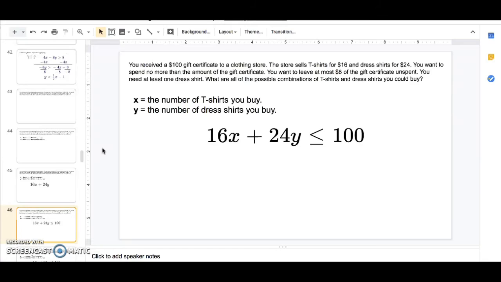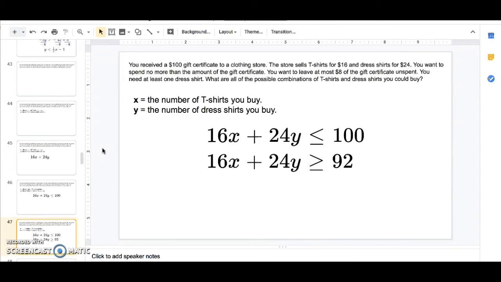The second says we want to leave at most $8 of the gift certificate unspent. That means we want to spend our amount of the gift certificate except for that. So we subtract 8 from 100 and we get 92. That means we want to spend more than or equal to $92 to leave at most $8 unspent. Okay, so we have 16x plus 24y is greater than or equal to 92.